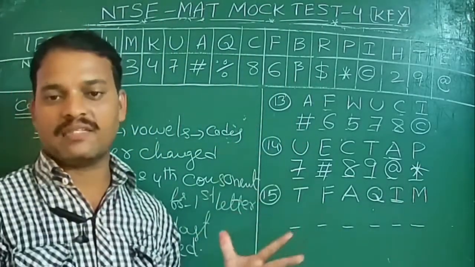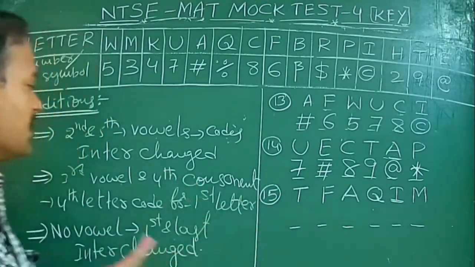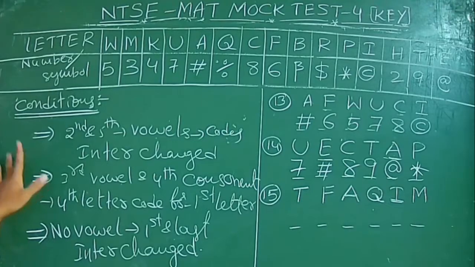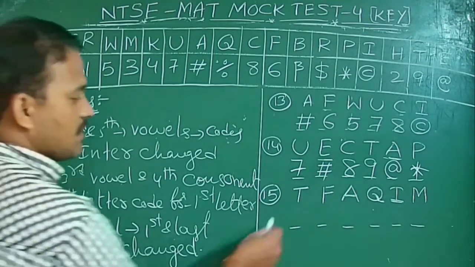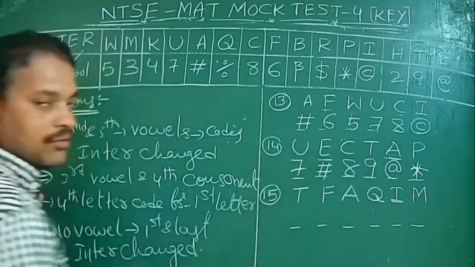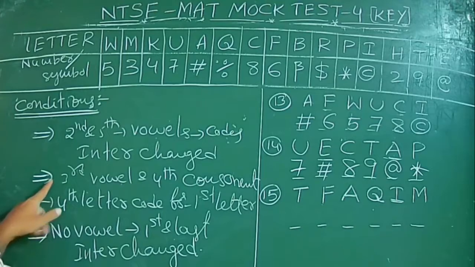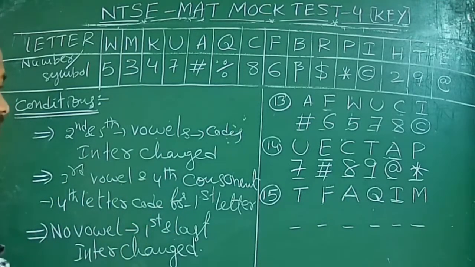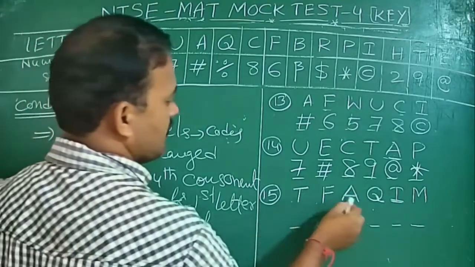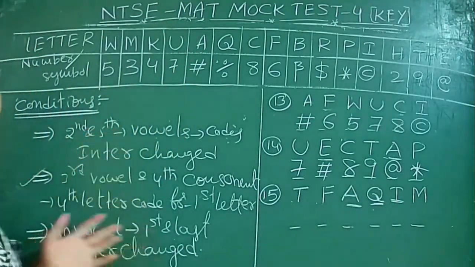Okay, that is the 14th one. So then I am going to explain the 15th one. First again you need to check, but here the second and fifth letters are vowels? Second letter is F, so there is no vowel. So the first condition does not follow. And go for the second condition. Third letter is vowel and fourth letter is consonant. Third letter is vowel. 1, 2, 3. Yes, third letter is vowel. Fourth letter is consonant. Then go for the second condition.